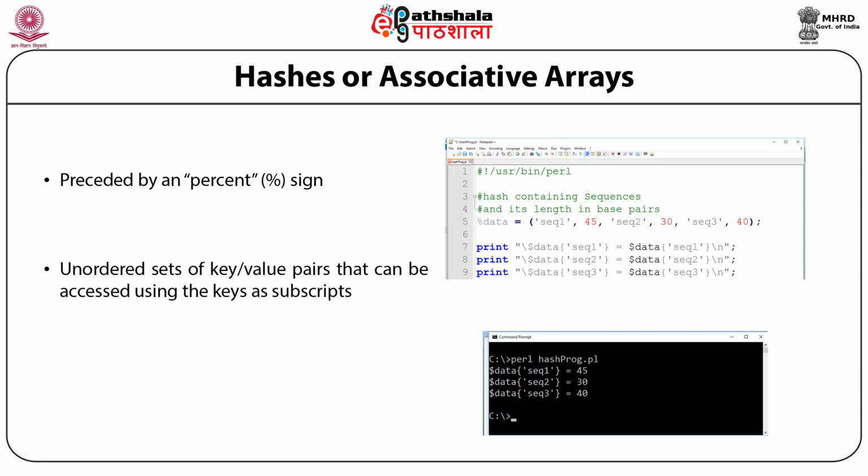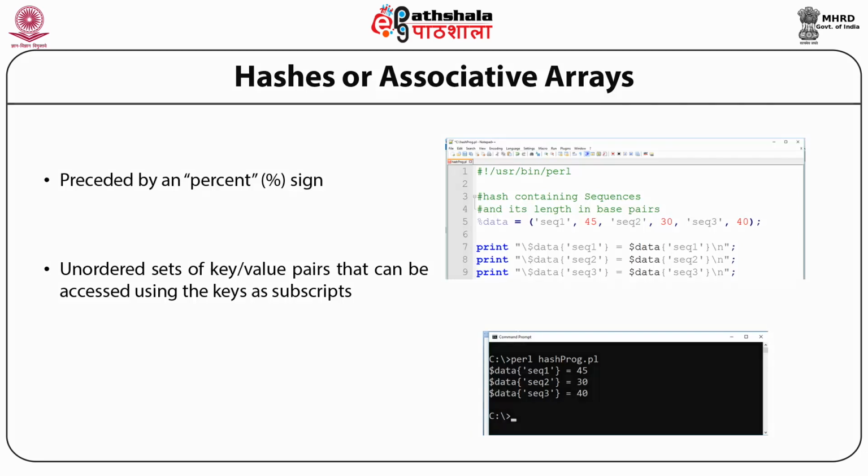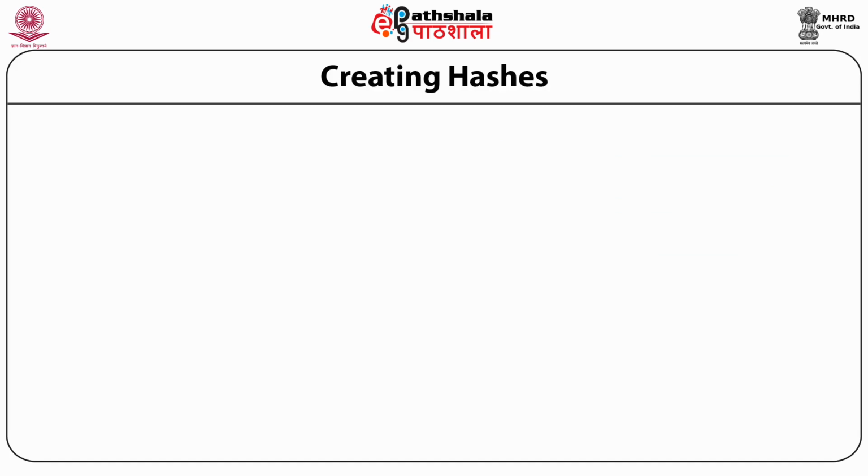Hashes are created in one of two following ways. In the first method, we can assign a value to a named key on a one-by-one basis. For example, $data{seek1} equal to 45. It is the first element of the hash. Then the second element can be assigned as $data{seek2} equal to 30, and the third will be $data{seek3} equal to 40. In the second case, we use a list which is converted by taking individual pairs from the list. The first element of the pair is used as the key and the second as the value.